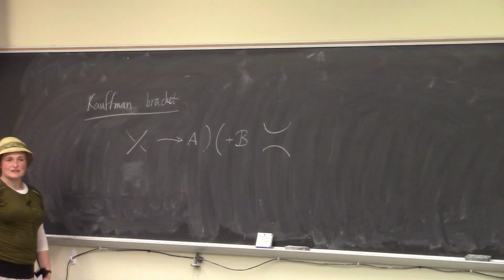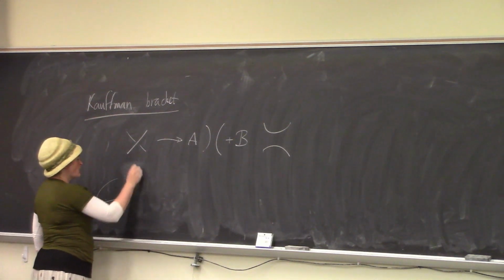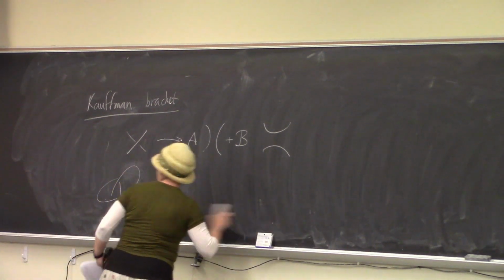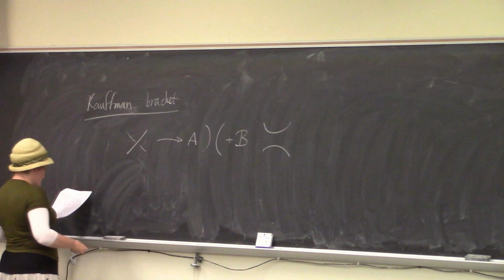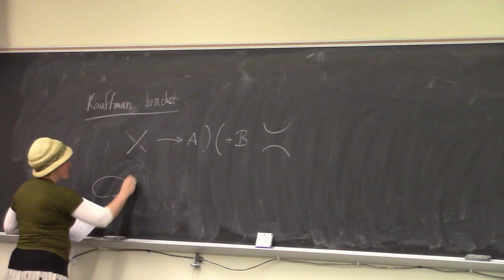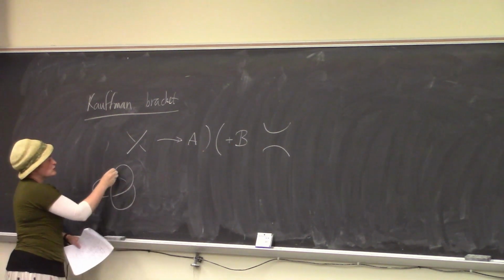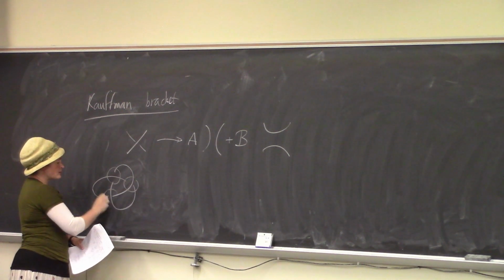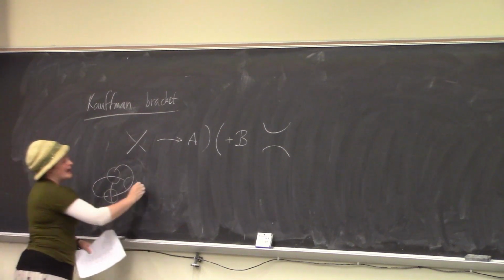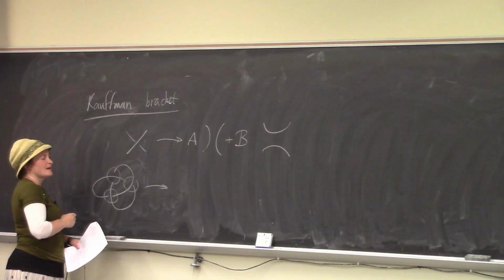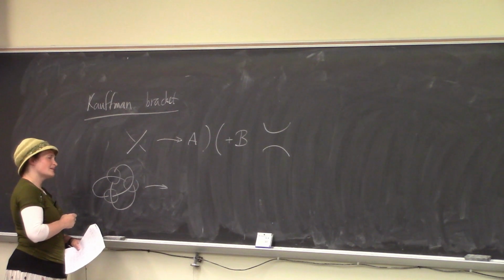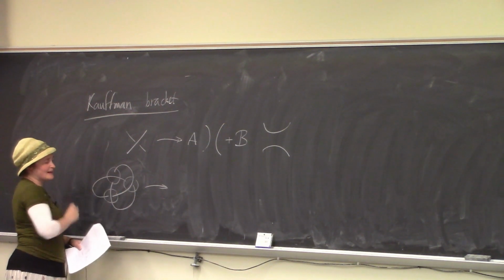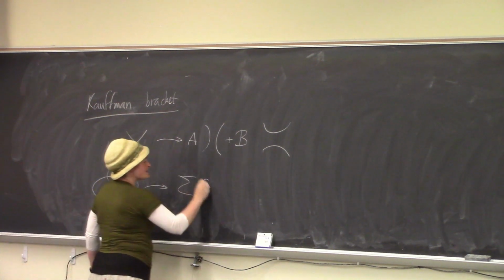Now if I do that at every crossing, so if I have my trefoil, with each crossing I'm going to get two pieces appearing. Here I'm going to get two. Here I'm going to get two. So when I finish, how many terms will we have? Yeah, I have 8 terms because each one we can do independently. So we'll have a sum of 8 terms.